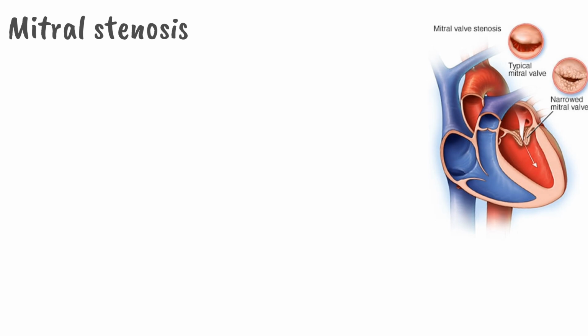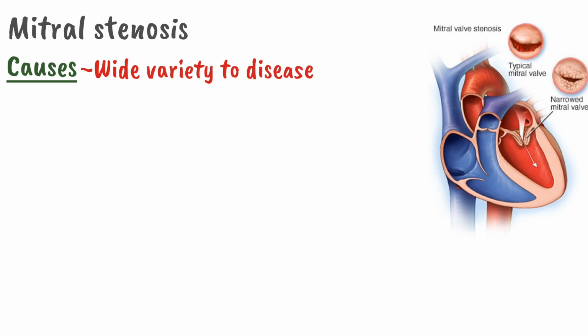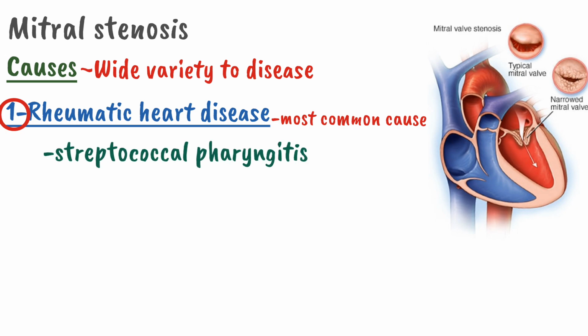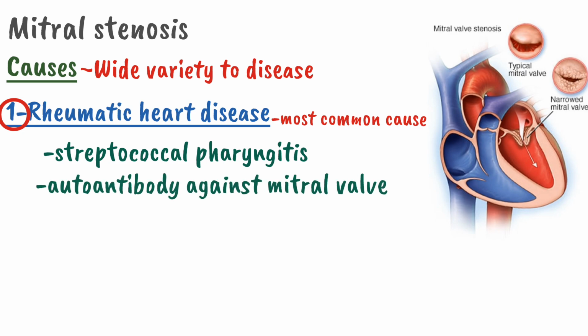Now a question arises: what causes mitral stenosis? Remember that mitral stenosis is caused by a wide variety of diseases. The first one is rheumatic heart disease, which is the most common cause of mitral valve stenosis. What happens in rheumatic heart disease? When a patient develops streptococcus pharyngitis, after the resolution of the pharyngitis, the patient will develop autoantibodies against the mitral valve. Due to the action of the autoantibodies, the patient will develop mitral valve stenosis.